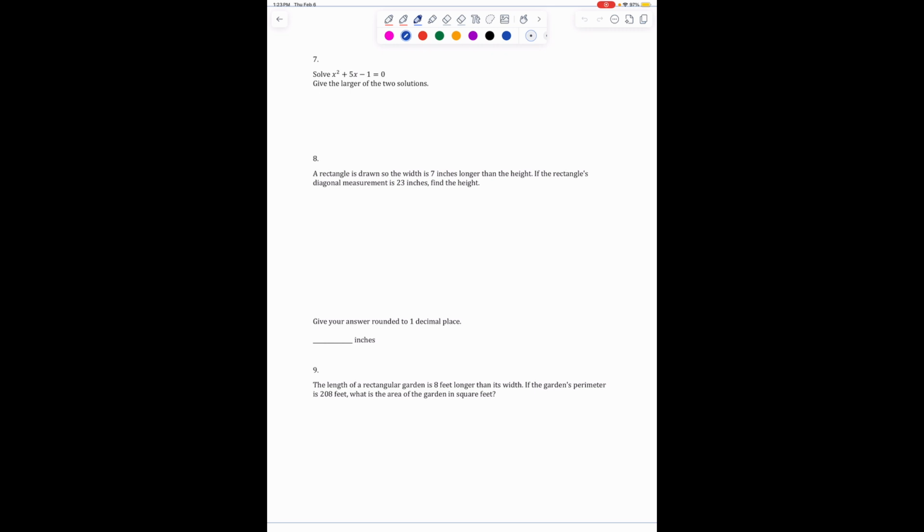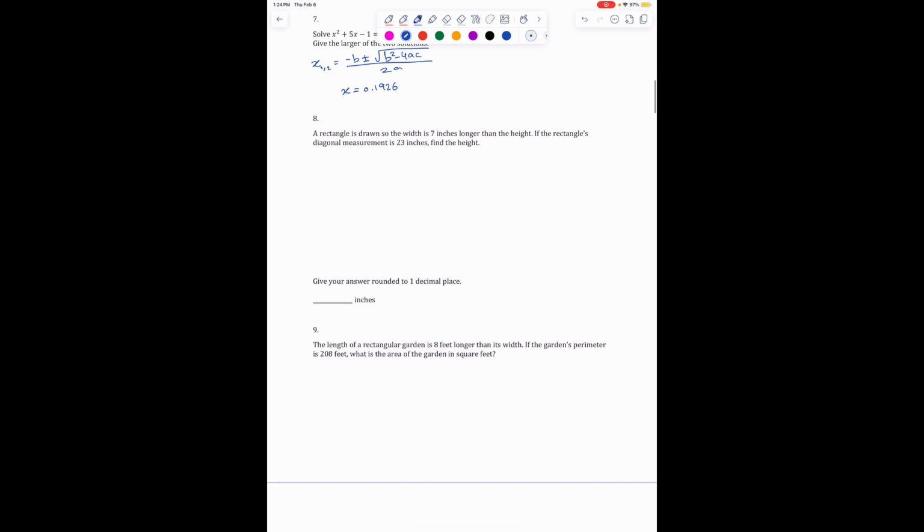So in this case, you're going to use the quadratic formula since this equation is not factorable. So I'm going to say x, 1 and 2, is equal to negative b plus or minus the square root of b squared minus 4ac, divided by 2a. In my case, a is equal to 1, b is equal to 5, and c is equal to negative 1. Substitute the numbers in, and you're going to get the bigger solution: x is equal to 0.1926. So in this case, you're going to use the calculator and the quadratic formula.